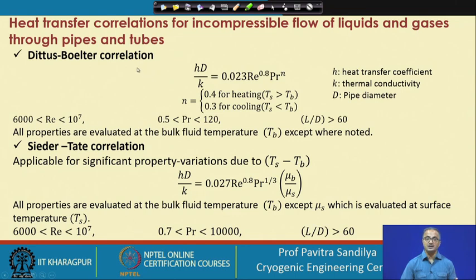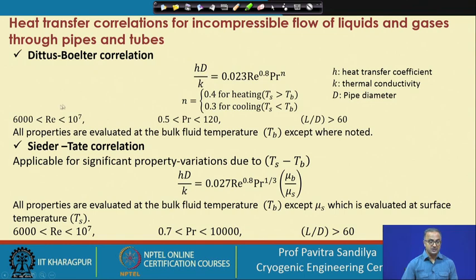Here we have given some common ones. First is the Dittus-Boelter equation, and this is given in terms of the Nusselt number, that is the ratio of the product of the heat transfer coefficient and some representative length, and in this case the length is the diameter of the tube, and K is the thermal conductivity of the fluid. This is given in terms of the Reynolds number and the Prandtl number. And here the value of n, which is the power of the Prandtl number, is 0.4 for heating, that is when the surface temperature is more than the bulk temperature of the fluid, and it is 0.3 for cooling, that is when the surface is colder than the bulk fluid.